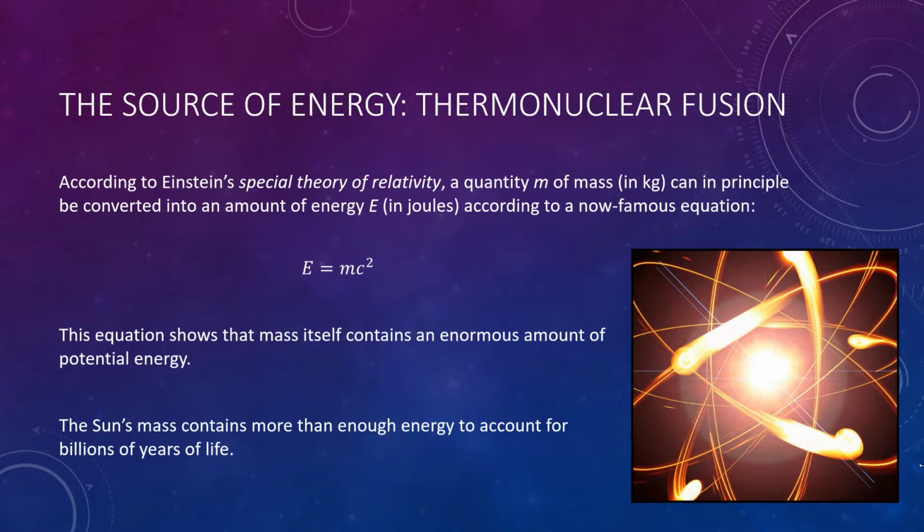Here's an actual example of this. If the mass in just one penny, which is about 2.5 grams, were completely converted into energy, it would release about 5 times the energy of the nuclear bomb detonated over Hiroshima. Calculations immediately showed that the sun's mass contained more than enough energy to account for billions of years of sunshine, if the sun could convert the energy of mass into thermal energy.